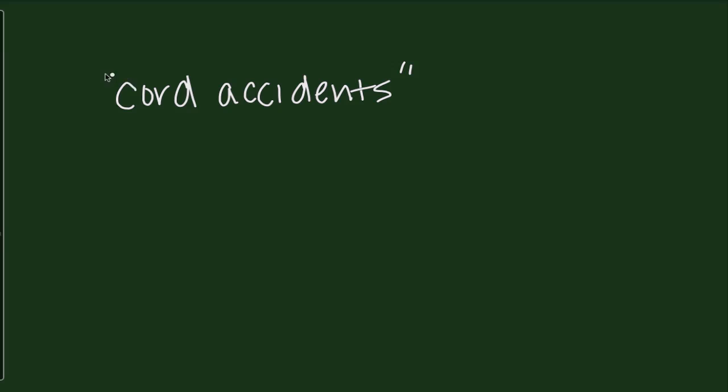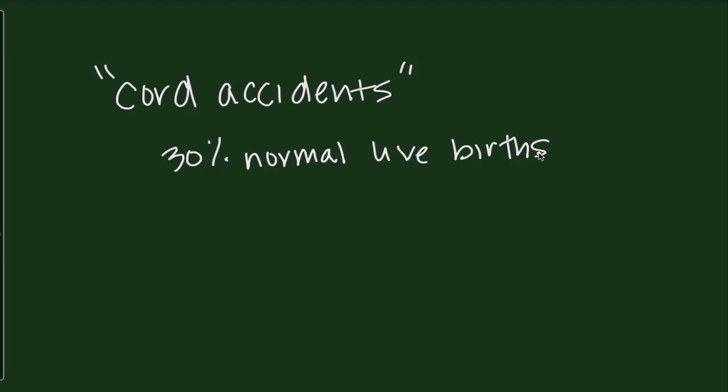A final word about risk factors and or causes of stillbirth. One of the things that you will frequently hear described by parents and by providers is that the cause of fetal death or stillbirth was a cord accident. This is a tricky place to sit in terms of causality. About 30% of normal live births will be complicated by the finding of a nuchal cord, sometimes more.